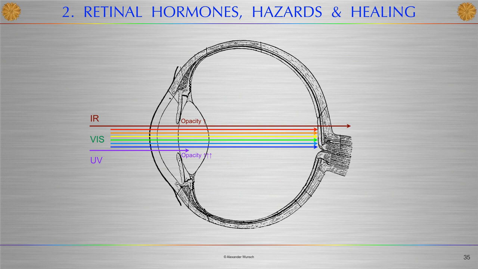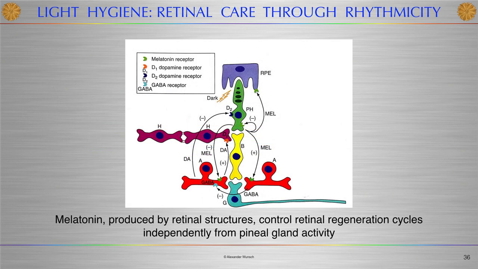So we come to the second part, retinal hormones, hazards and healing. And not only for women suffering from breast cancer, also for every person who owns a pair of eyes, regeneration is crucial. Light hygiene, to stay away from the short wavelengths during nighttime.